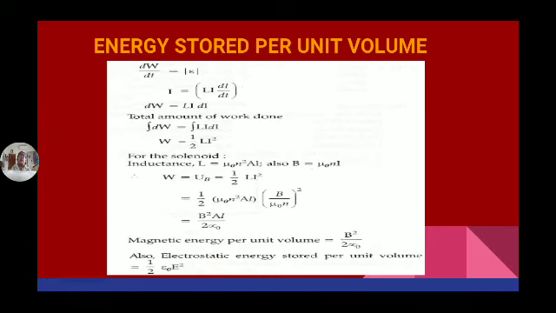Now, the last topic in this lesson is energy stored per unit volume. If you have such a long iron core, with so much width and so much length, then on passing current, some energy is stored. If 100 meter cube volume of the core has, suppose, 100 joules of energy, what is the energy stored in 1 meter cube volume? 100 by 100, 1 joule.